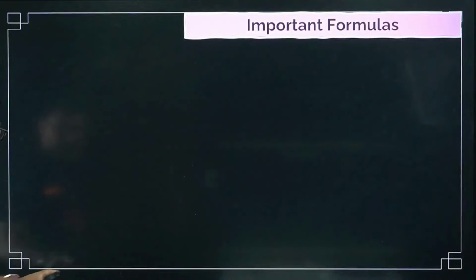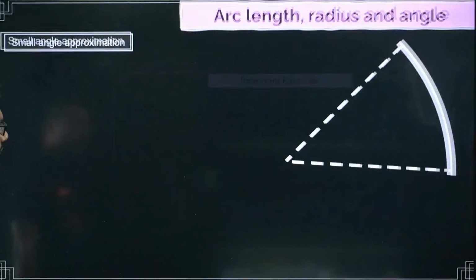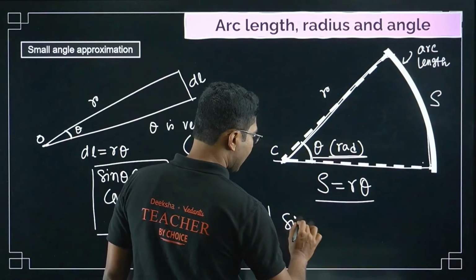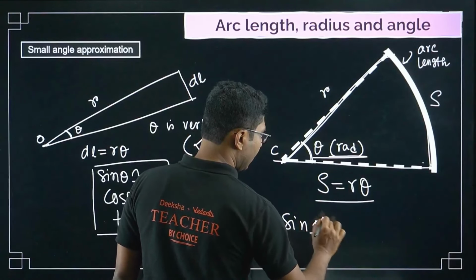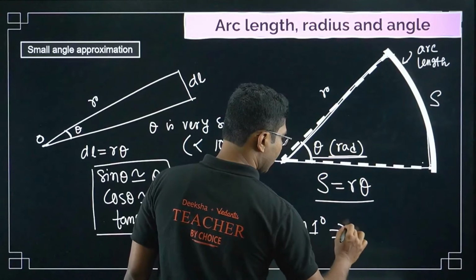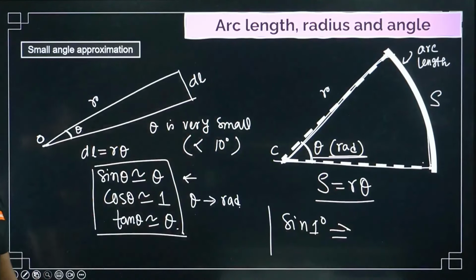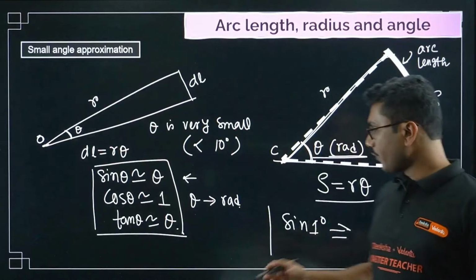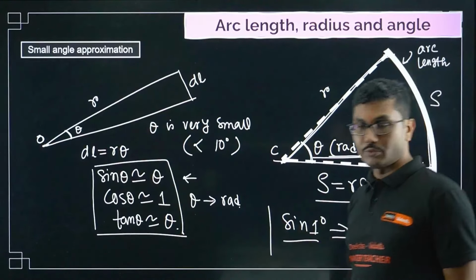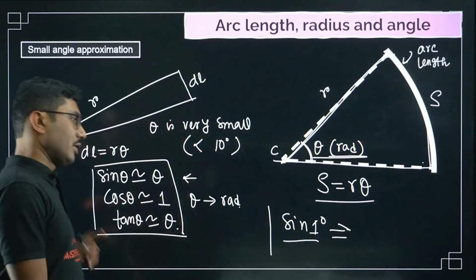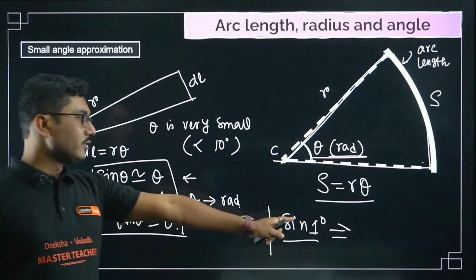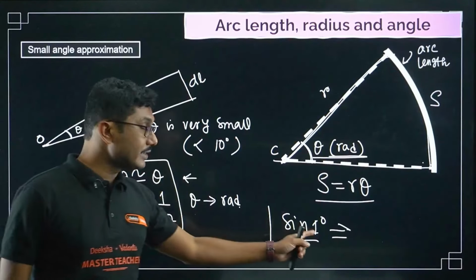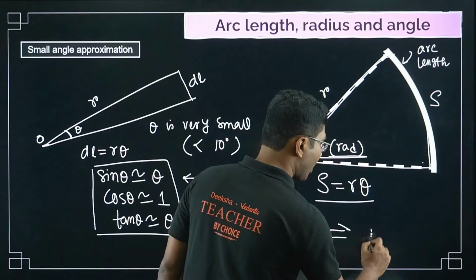Now there is a small task for you. Try to find what sin 1 degree equals, and do not use a calculator. This kind of question is common. Obviously it is not equal to 1. I have seen students think that theta is very small, so it will be equal to 1.